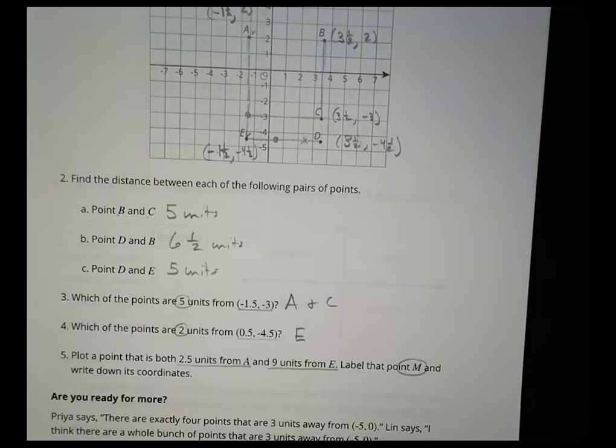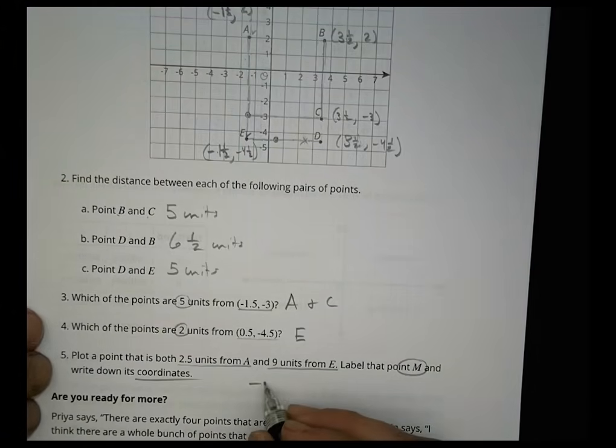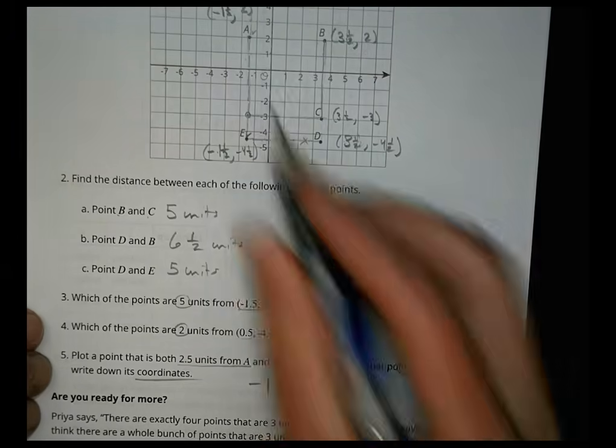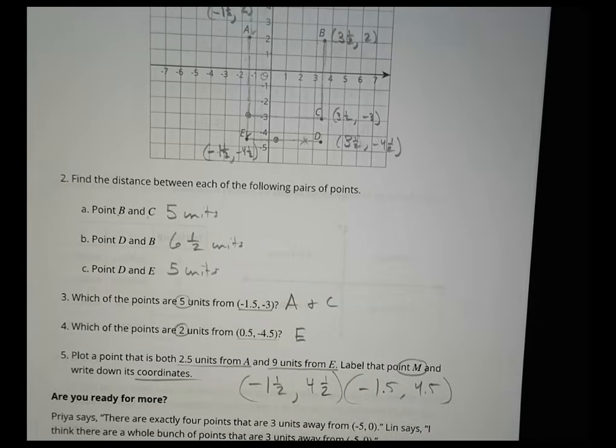Okay. So the point and where are the coordinates at? Sorry, after that too. Negative 1.5, and it's going to be also up here at 4.5. If you did decimals throughout this, you could do negative 1.5 and 4.5. That would also be okay.